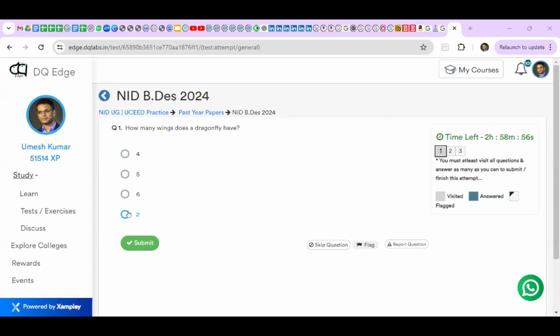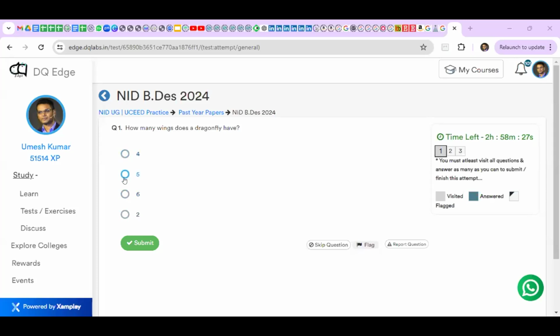If you have observed a dragonfly any time, you would know that it's not 2 wings, it has more than 2 wings. So you can eliminate 2, then you're left with 4 and 6. Now this is a point where you have to take a guess. 4 for sure, 6 is doubtful. It could be 6 as well, but I'm not sure, right? 4 is definitely for sure.